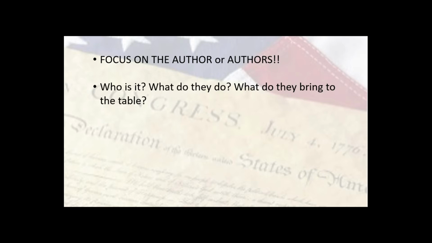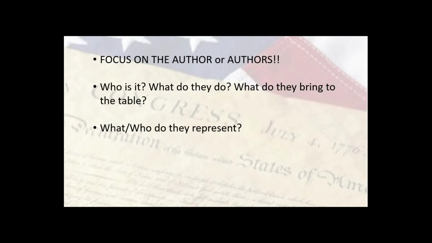Again, within that context, what do they bring to the table in terms of baggage? What sort of ideology, what sort of worldview do they bring? What sort of perspective do they bring to the table? You also want to think about who or what they represent, and this is done specifically with an eye to who they do not represent.